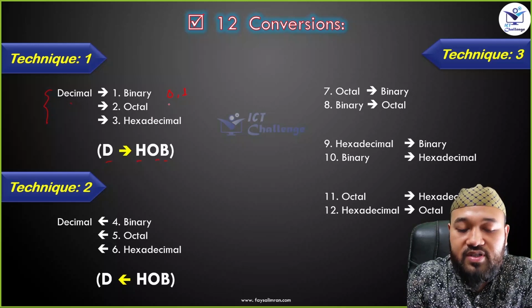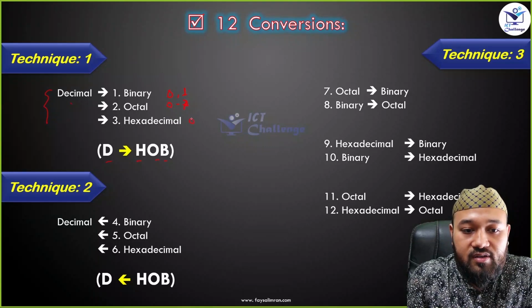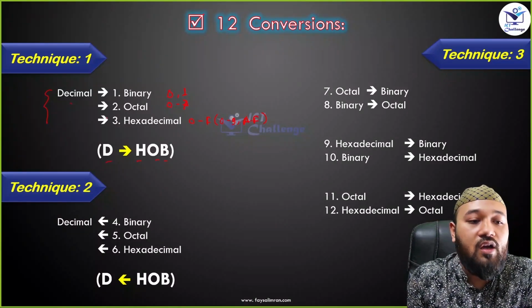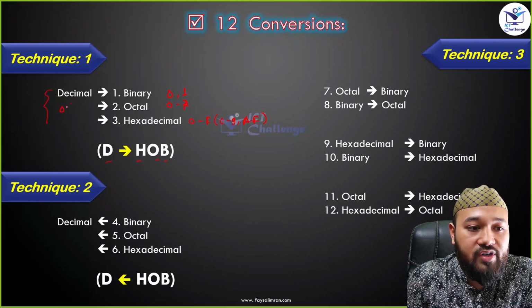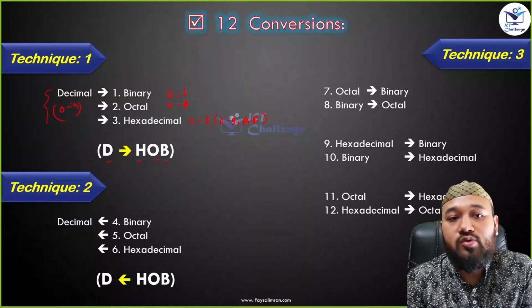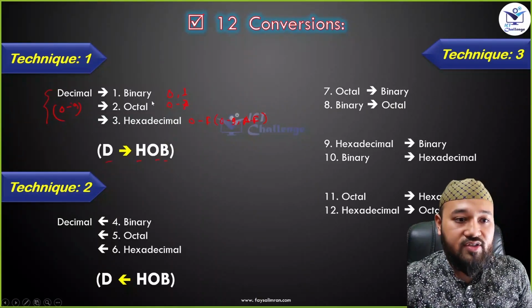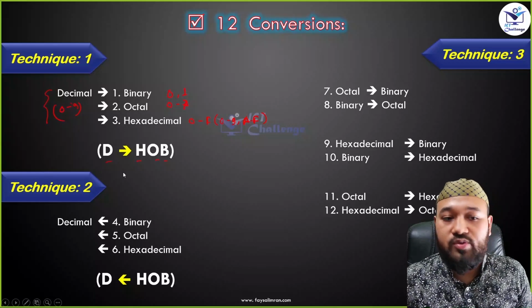Octal is also a number system, which contains 0 to 7. Hexadecimal contains 0 to F, that means 0 to 9 and A to F. So we call it 0 to F. And decimal number system contains 0 to 9. So we need to know how to convert decimal to binary. Okay. In this class we learn technique 1 and 2.